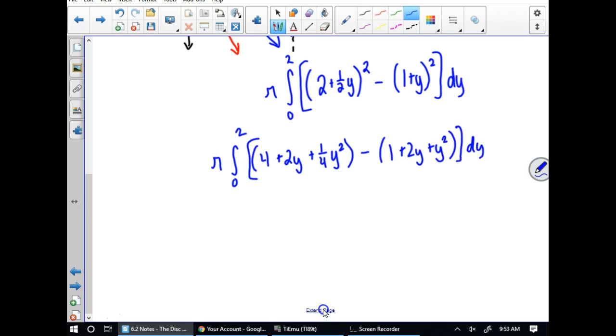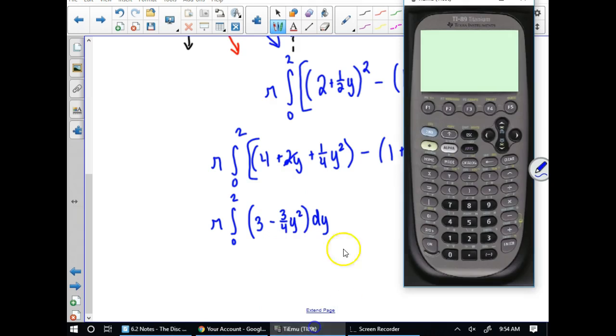If we combine some there, we're going to get, let's see, 3. We've got a plus 2y and a minus 2y, so those will actually cancel out. And then you'll have a 1/4 y squared minus y squared, so you're going to get minus 3/4 y squared dy. And for the sake of time here, let's integrate this with the calculator.